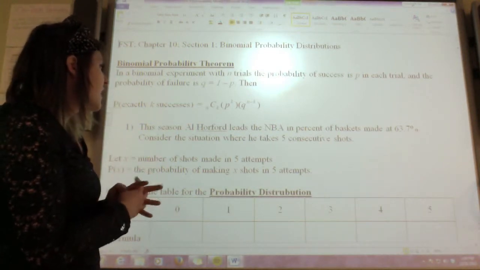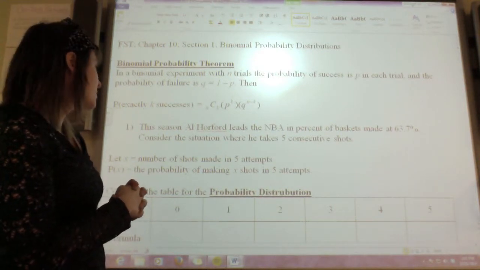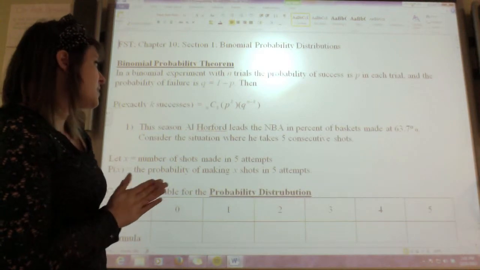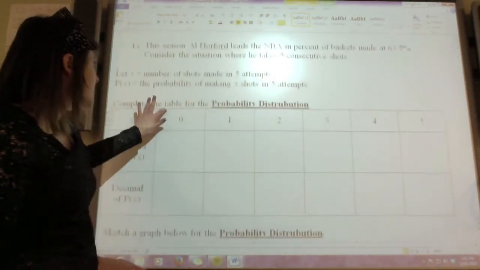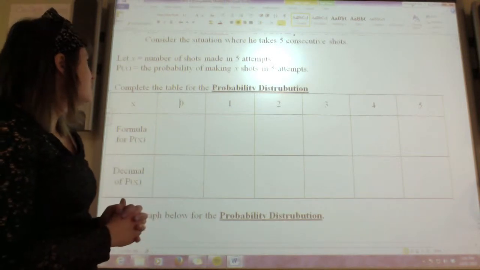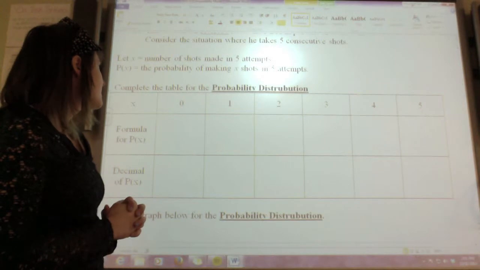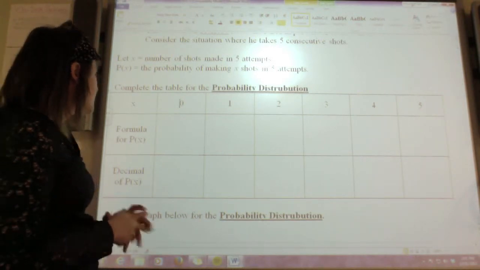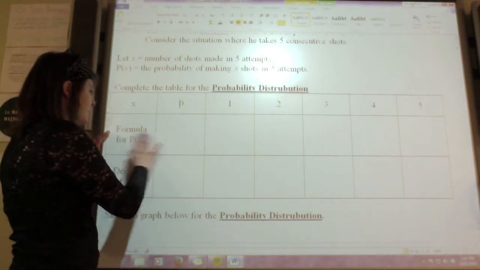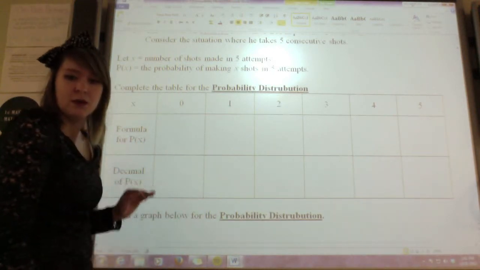Okay, this season Al Horford leads the NBA in percent of baskets made at 63.7%. Consider the situation where he takes 5 consecutive shots. Let x be the number of shots made in 5 attempts, and let p of x be the probability of making x shots in 5 attempts. We want to complete the probability distribution table. So the first thing we're going to do is write the formulas up here, and then we're just going to create the decimal down here.